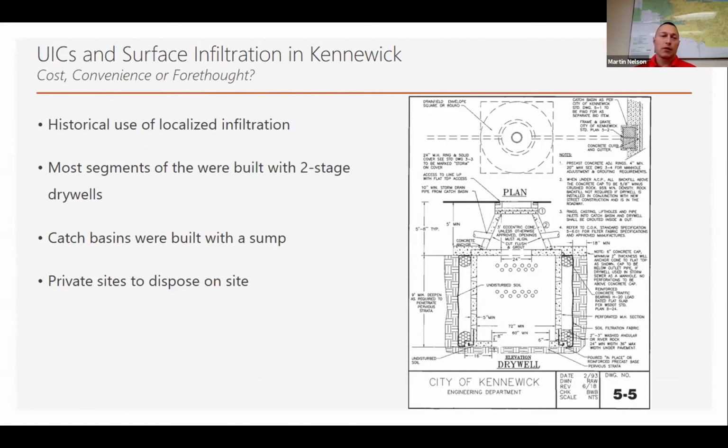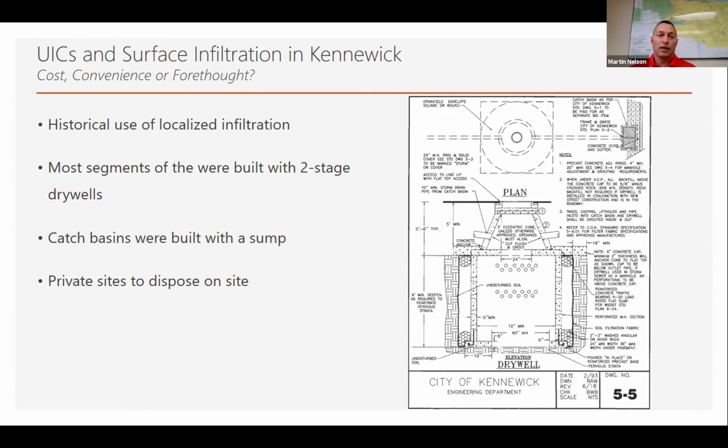So Kennewick was incorporated in 1904, and since that time we spent a majority of that time with this concept of localized infiltration. There are pipe systems that do go to the river, but there is a large portion of the city that has long been dry well infiltration trenches, things like that. So, and that's good news. We've also got a large portion of these dry wells that were installed originally as a two-stage dry well setup with catch basins ahead of them with sumps. And for a long time, we have asked that private residents retain stormwater on site.